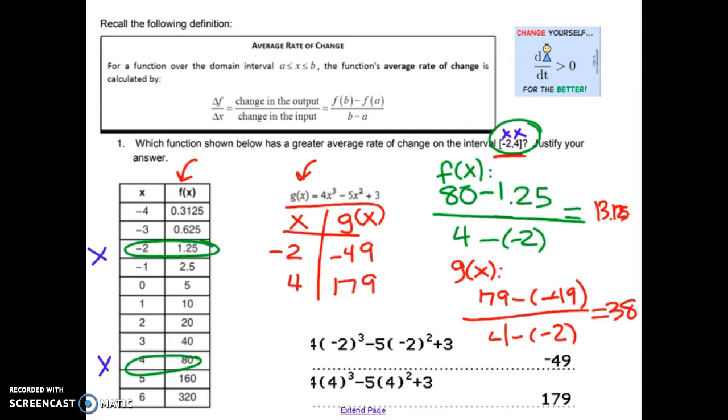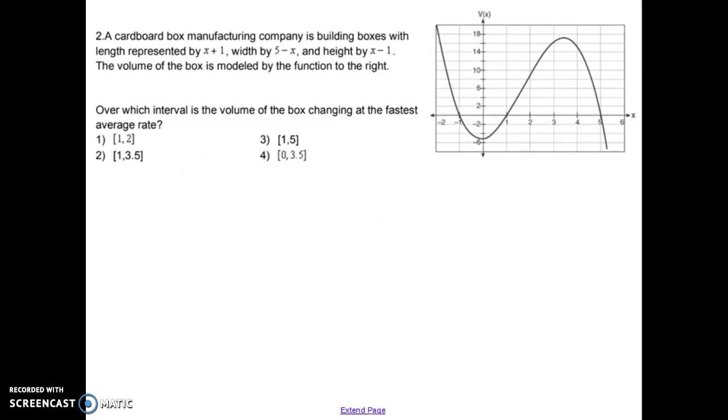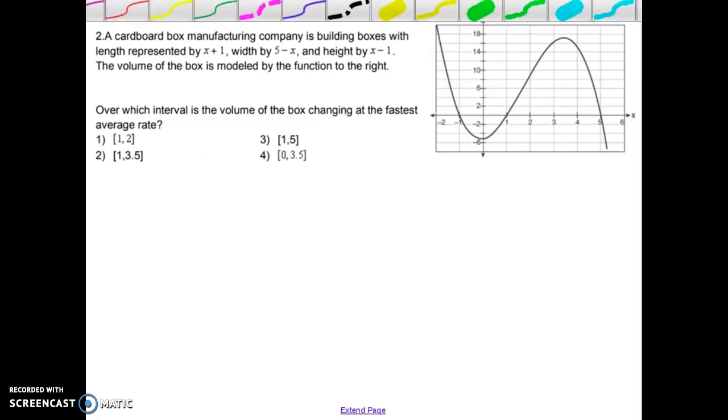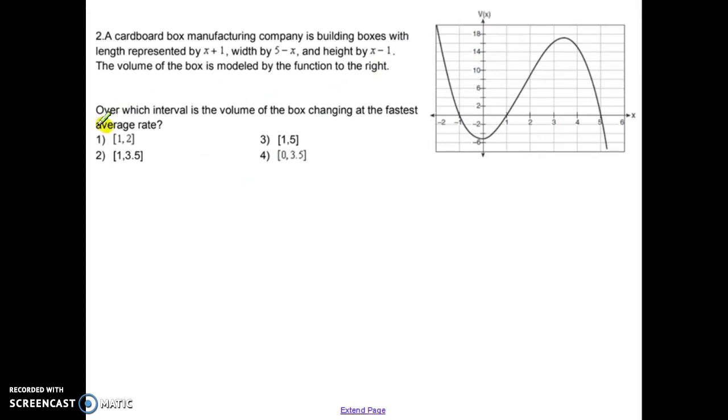Okay, the next type of problem that I want to review with you would be the same type of idea, but now I'm giving you a graph. So for number 2, we have a cardboard box that's being made by a manufacturing company. They graph it, and they want to know over which interval is the volume of the box changing the fastest on average. If I'm saying the fastest on average, that's code for who has the greatest rate of change.